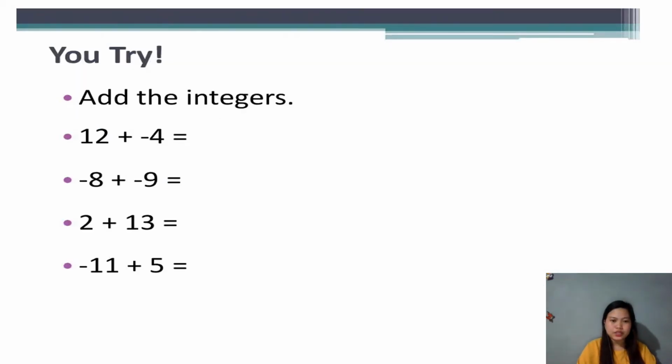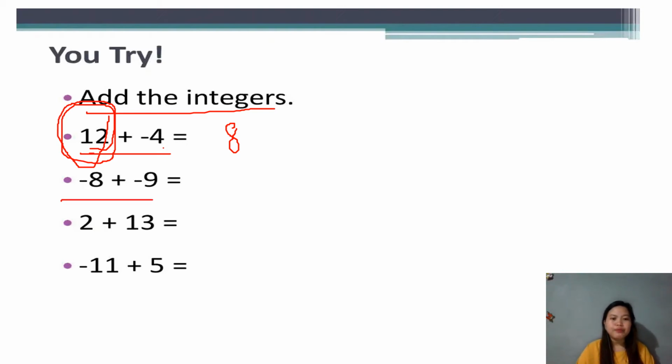Okay, so let's try this one. Add the integers. 12 plus negative 4. One is positive and one is negative, so we have unlike signs. We subtract: 12 minus 4, that is 8. For the sign, which is bigger, 12 or 4? 12, right? We copy the sign of the bigger number, and 12 is positive, so the answer is positive 8.